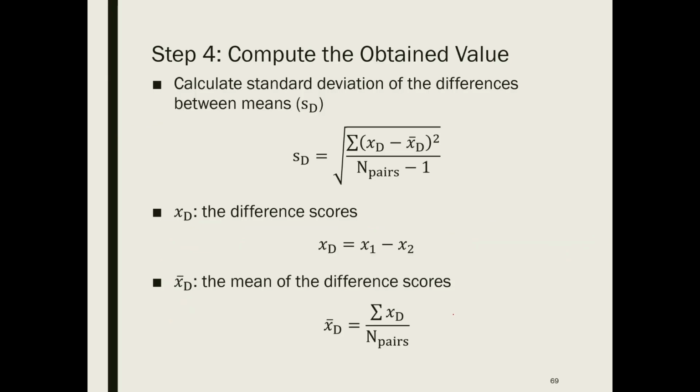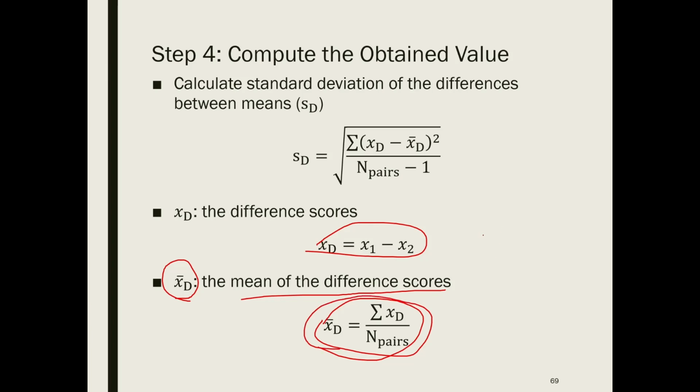Okay. Step 4 is to compute the obtained value. It's not hard, it's very simple. First of all, you calculate the standard deviation of the difference between the means, with a formula like this one. The XD means the difference scores, x1 minus x2, for each of the groups, and the XD bar is the mean of the difference scores. So you calculate the difference scores, and you also need to calculate the mean of the difference scores.